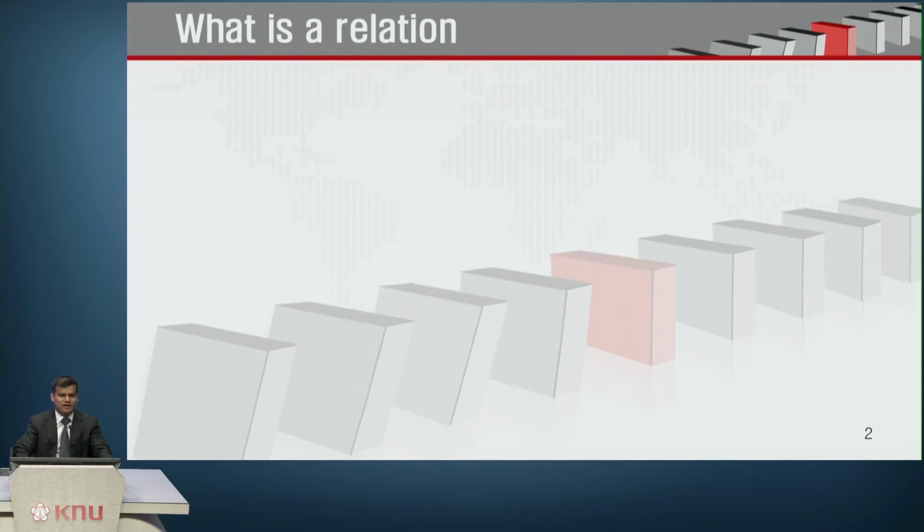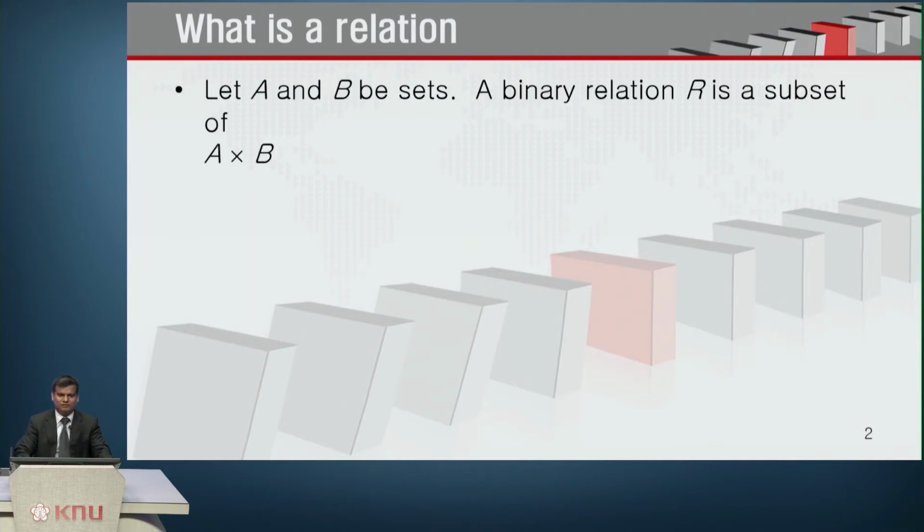As we see what a relation is, you can also compare it with sets as well as functions, particularly sets. Let us see how they are related to one another. Let A and B be sets. A binary relation R is a subset of A cross B. How do we define this?